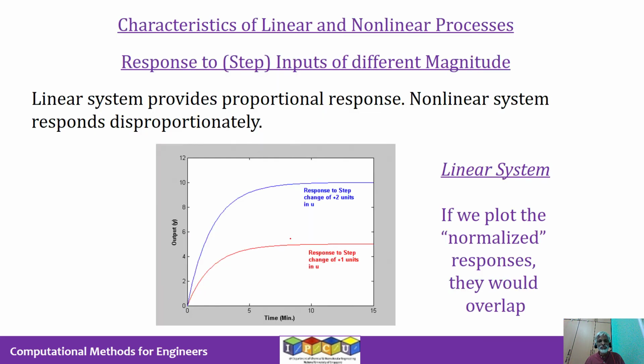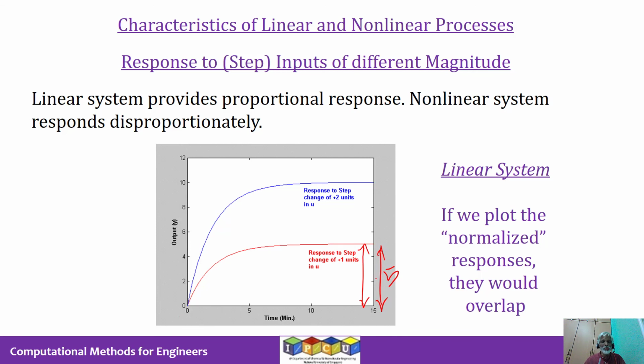Now, the other thing is, as I mentioned, a linear system responds proportionally. So this is what you see. What I'm showing here is a step change of 1 unit in U for a linear system. This diagram is for a linear system. You see the system responds by this much amount. It starts from 0 and goes to a value of 5. So if you make a change of +1, the system responds with a change of 5 units.